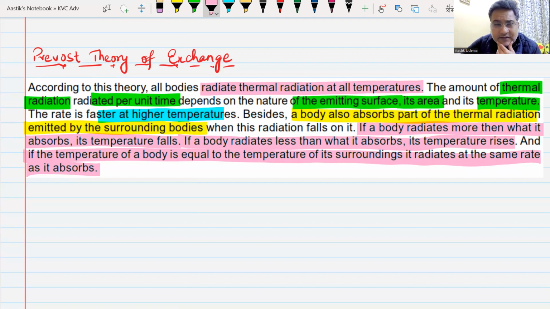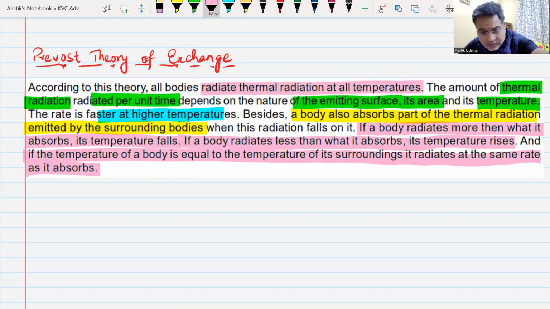In very simple terms, it tries to make you understand what thermal radiation is, why the temperature of a body rises, and why the temperature of a body falls. If there is hot tea and I keep that hot tea on this table, after some time it will come to room temperature.